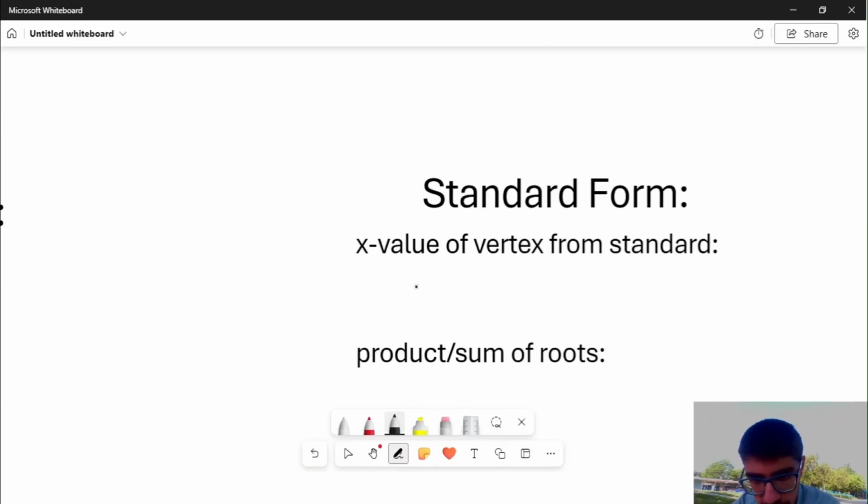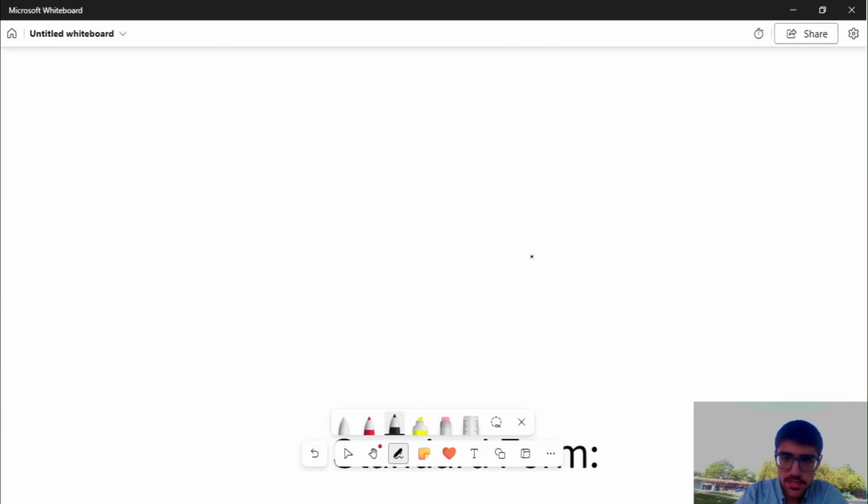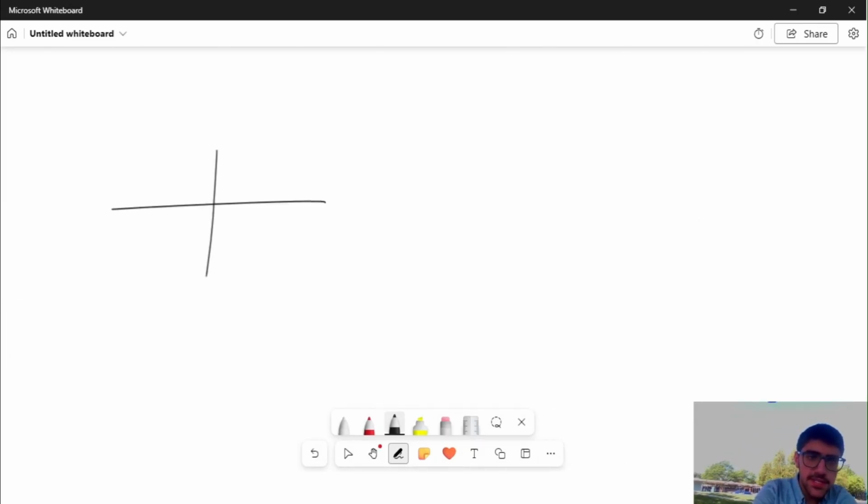First, the x value of the vertex is something that you can derive from the standard form. First of all, what is the vertex? Let me just show you up here. The vertex is basically the point where it goes from increasing to decreasing, and vice versa, from decreasing to increasing. So it's basically right here.